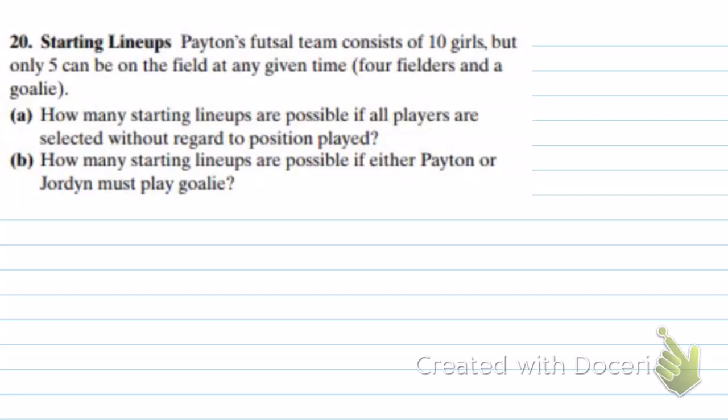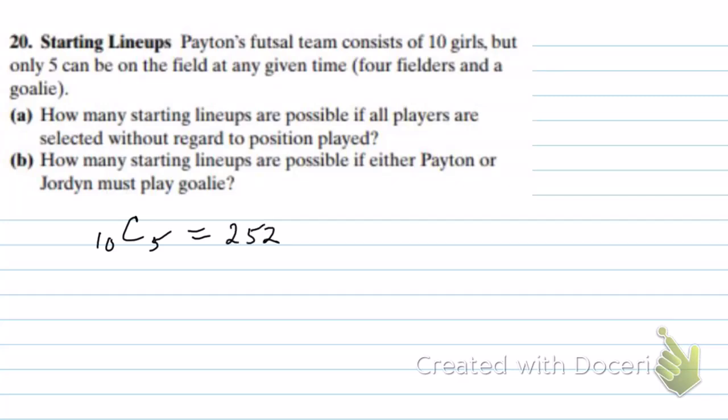10 girls, but only 5 can be on the field at any given time. 4 fielders and a goalie. How many starting lineups are possible if all players are selected without regard to position played? Okay, so we're looking at that. Does it seem like order makes a difference there? I don't think so either. So, thinking combination. So I've got 10 girls chosen 5 at a time. What's that equal?